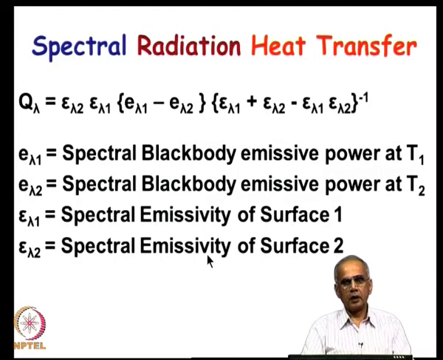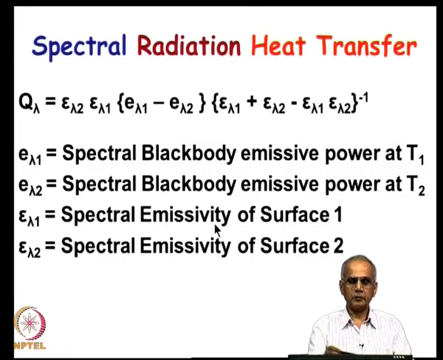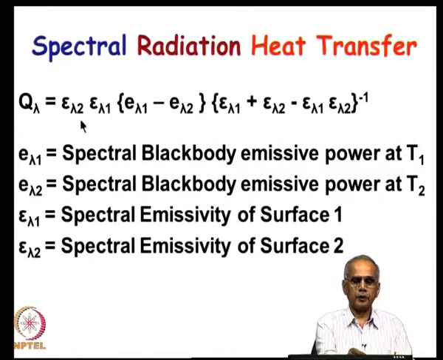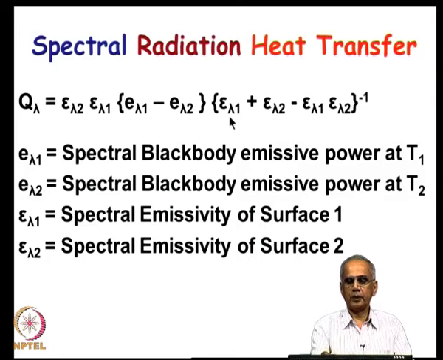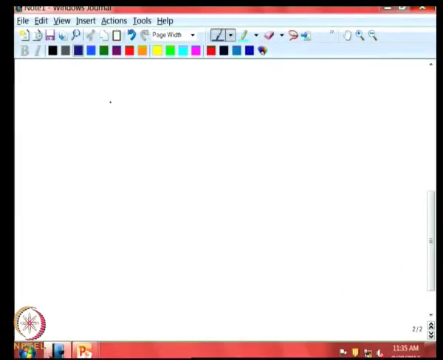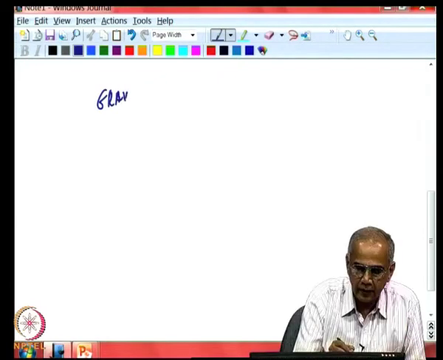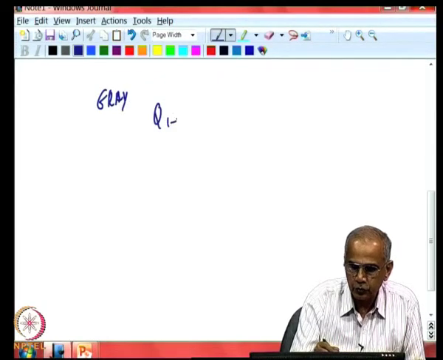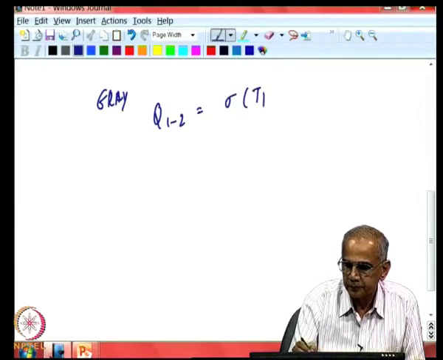Now the expression for heat transfer in wavelength range lambda to lambda plus d lambda will become, as an extension of the previous derivation for gray surfaces, this is now a non-gray surface, can be written as epsilon lambda 2 epsilon lambda 1 into E lambda b2 divided by this quantity. So, this result is very close to what we derived. Let me just remind you that if the surfaces are gray, then Q12 could be written like this.